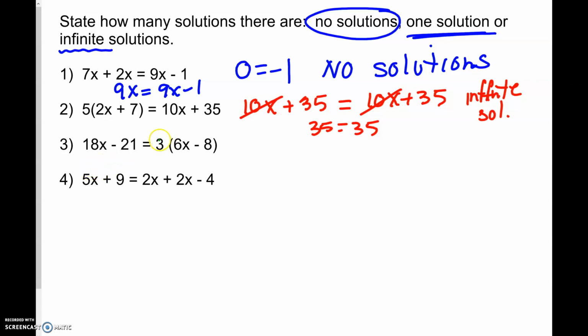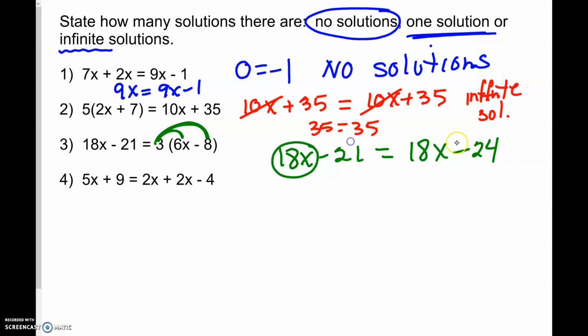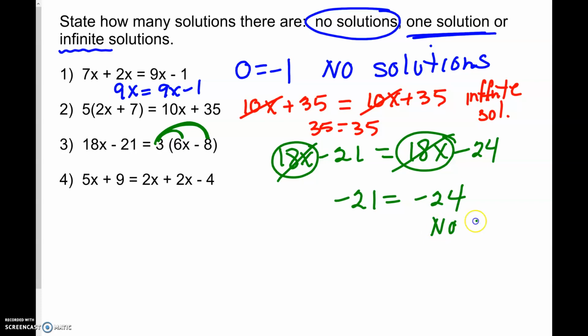All right, let's look at number 3 here. It looks like I'm going to have to do this distributive property on the right-hand side. So I have 18x minus 21. And now let's do the distributive. 3 times 6x is 18x. And 3 times negative 8 is negative 24. All right, I have an 18x on one side, 18x on the other side. So when I subtract them, they're going to cancel. Does negative 21 equal negative 24? And no, it does not. So there are no solutions for number 3.